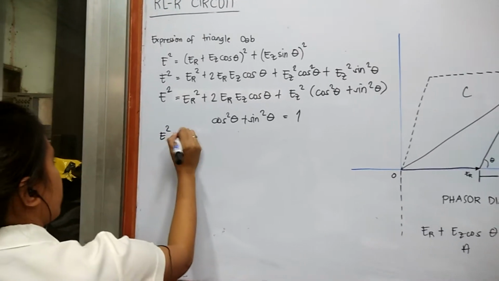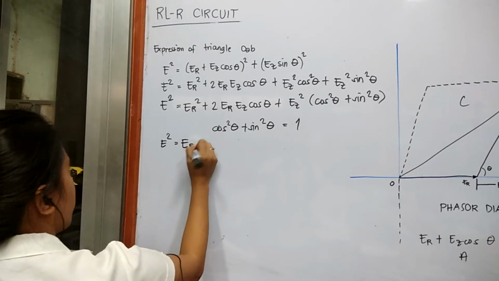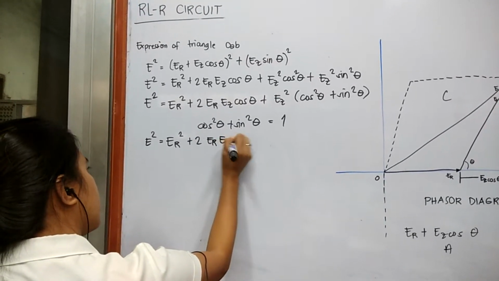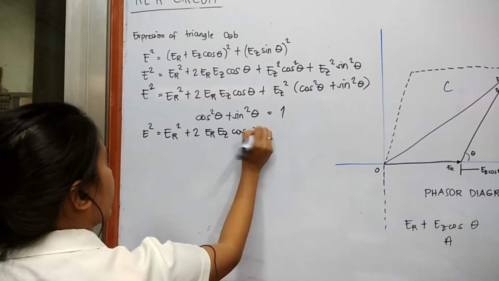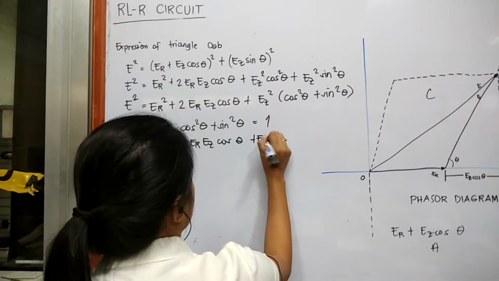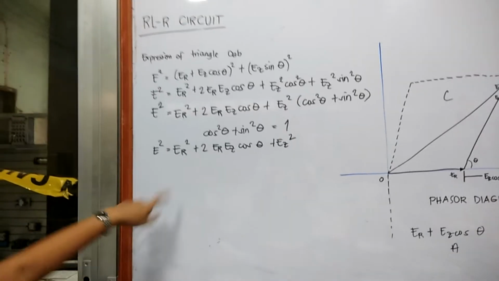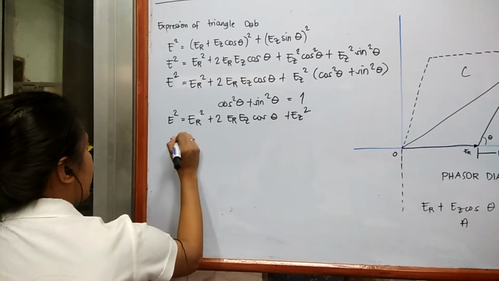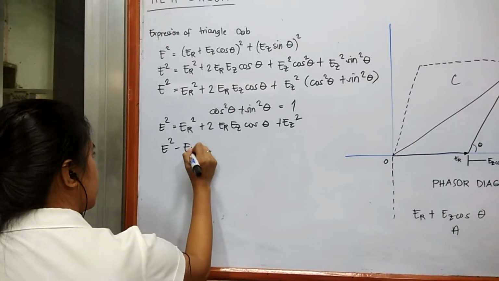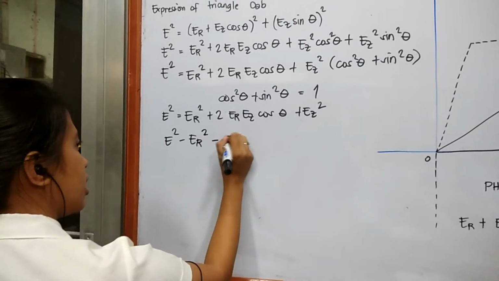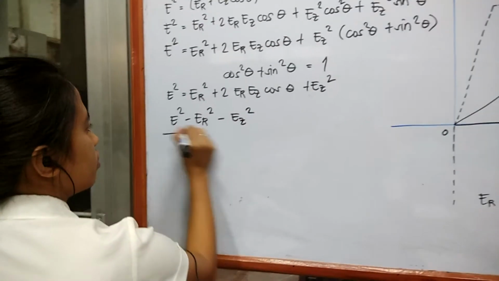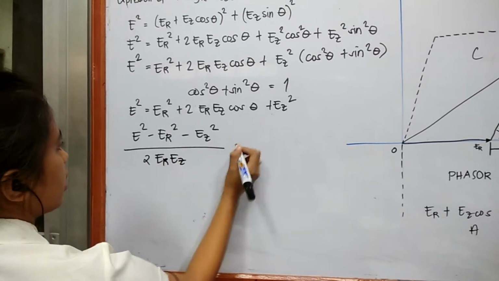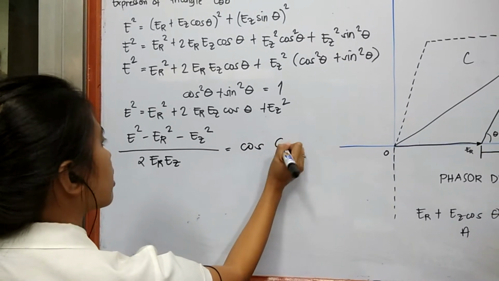Simplify, E squared is equal to ER squared plus 2 ER EZ cosine theta plus EZ squared. So transpose this one, and divide it by this one. E squared minus ER squared minus EZ squared all over 2 ER EZ is equal to cosine theta.